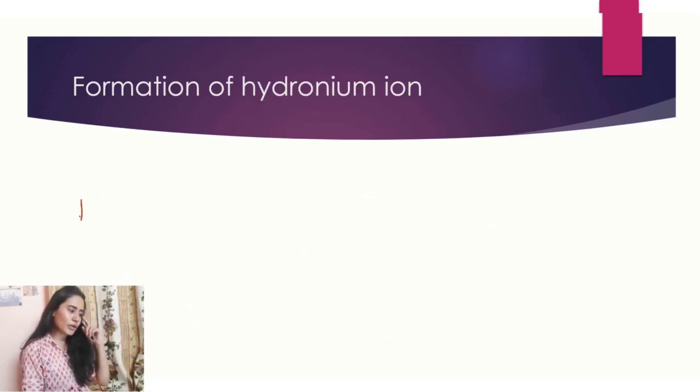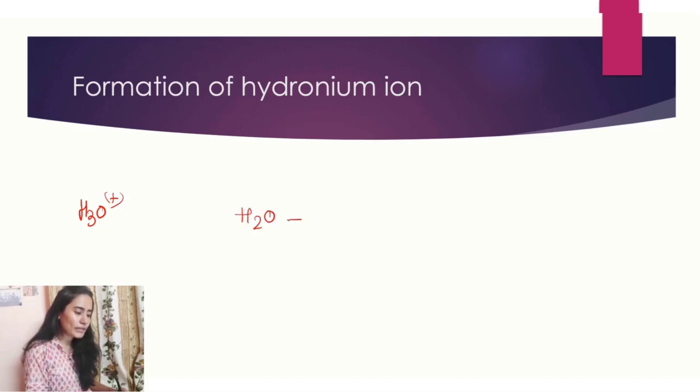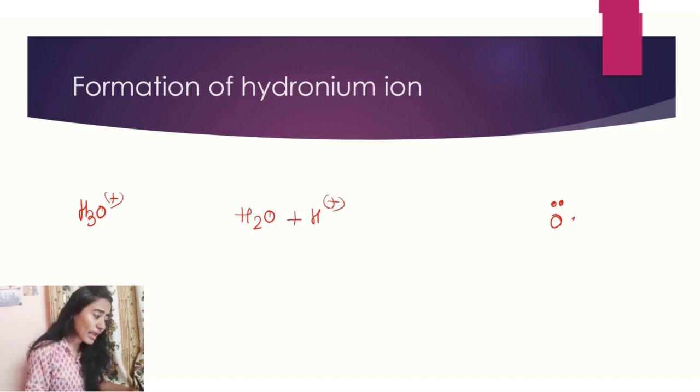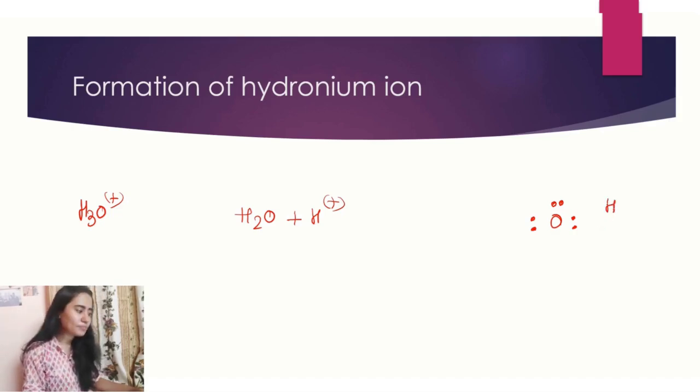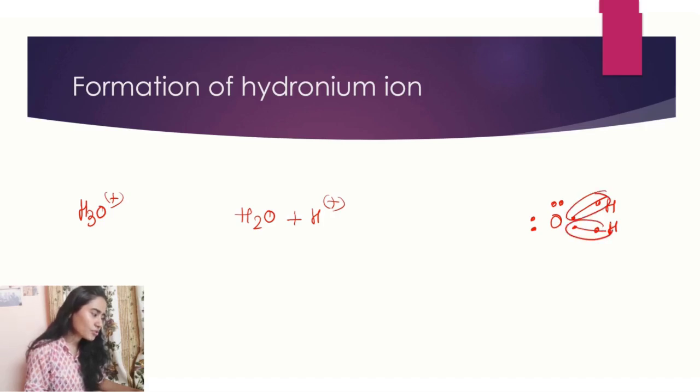Similarly, H3O plus, hydronium ion. Hydronium ion is H3O plus. How is it formed? Between water and H plus. Before that, just a recap. Oxygen has got 6 electrons in the outermost shell. 2, 6. So 6 electrons in the outermost shell. 1, 2, 3, 4, 5, 6. Now it needs 2 more electrons. So hydrogen, 1, another hydrogen. So bond with hydrogen and hydrogen means these 2 bonds will be formed.